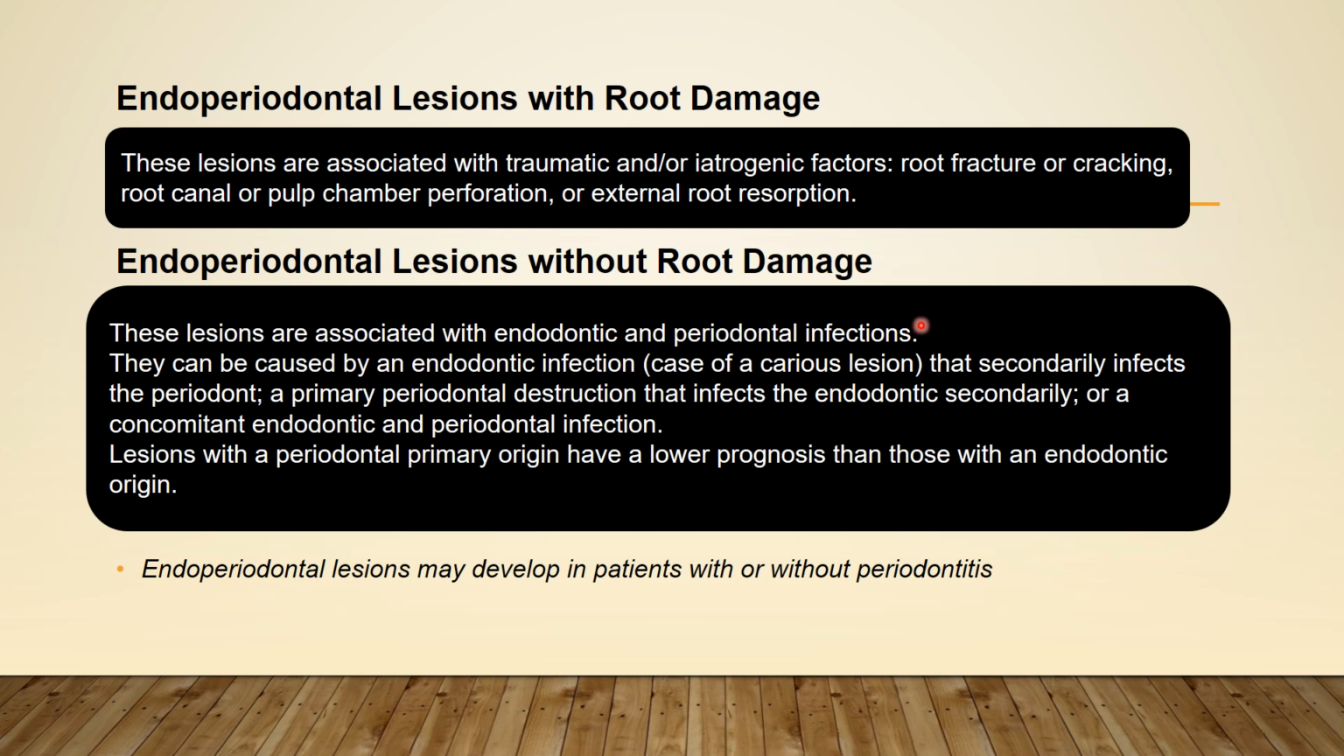So they can be caused by an endodontic infection, that is in case of a caries lesion, and that can secondarily infect the periodontium, or a primary periodontal destruction that secondarily infects the endodontium. It can be either way, or it can be a combined lesion also. Lesions with primary periodontal origin have a lower prognosis than those with an endodontic origin. So endoperio lesions may develop in patients with or without periodontitis.